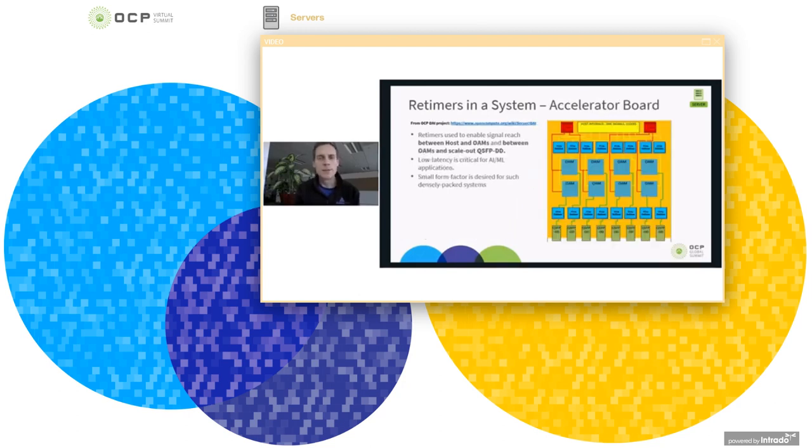The last example we have here is for an accelerator baseboard. This is an emerging application, emerging form factor, and the diagram shown here is showing how retimers can be used both between the Open Accelerator modules and the host interface, so effectively helping to span the distance between the host through some type of cabling or backplane to the Open Accelerator modules, as well as on the bottom side between the Open Accelerator modules and some type of expansion port like a QSFP-DD form factor.